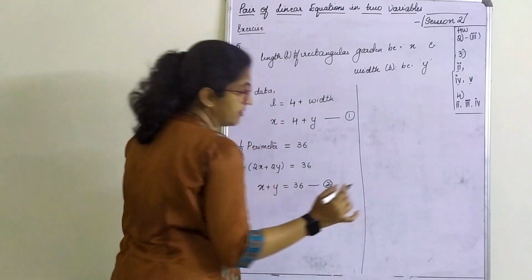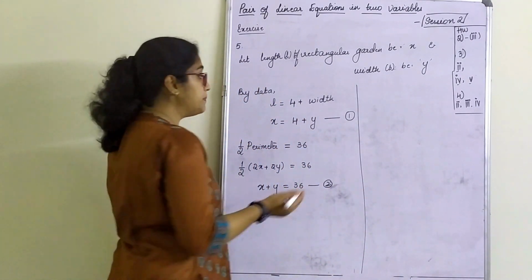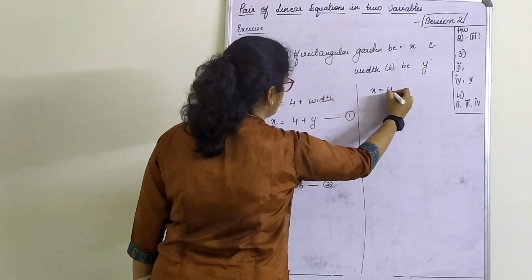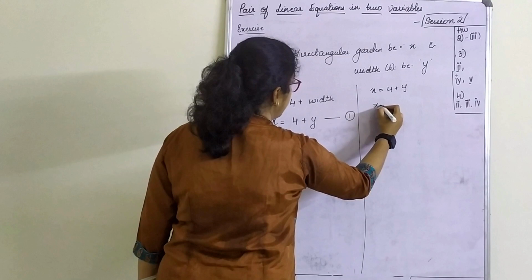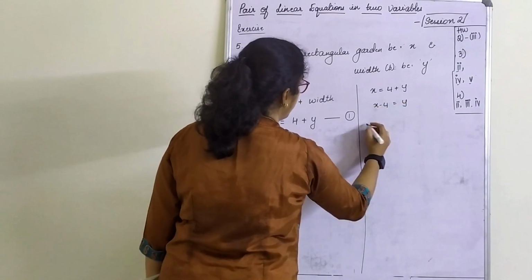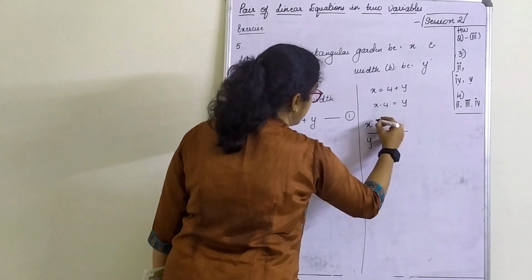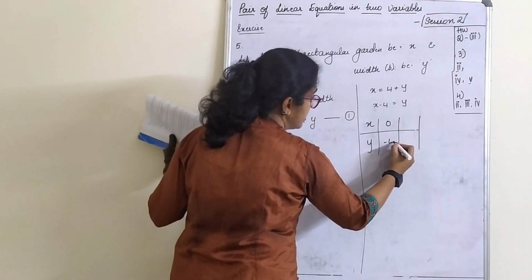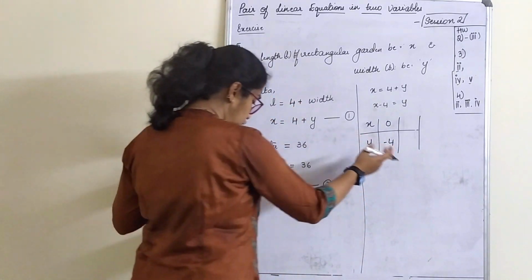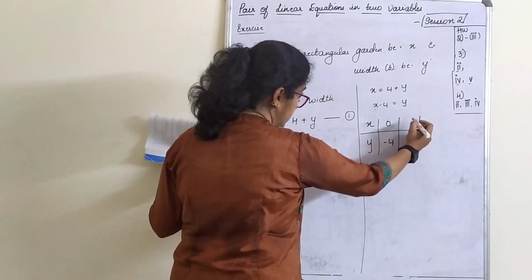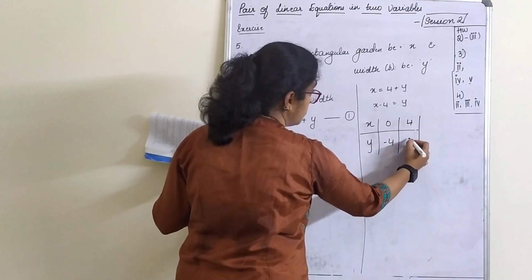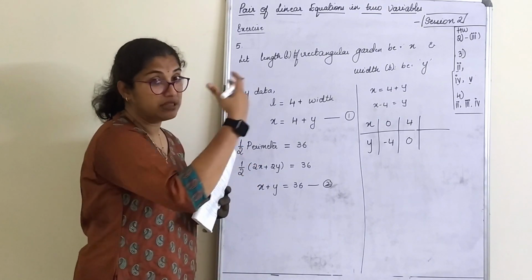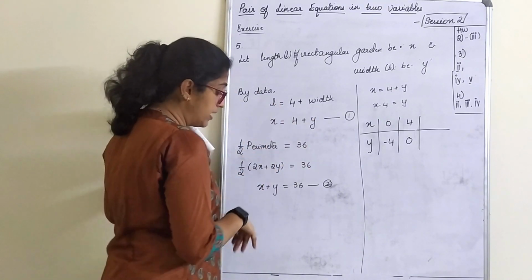Now we have to find the tabular column for this because we are going to represent them graphically. So first one, how do you represent? x is equal to 4 plus y. So we can say x minus 4 is equal to y. X values, y values. For the first one, if x is equal to 0, y is equal to minus 4. Next value, if x is equal to 4, y is equal to 0. Now another value I will give in such a way that that value will be same for the previous equation as well as this equation.